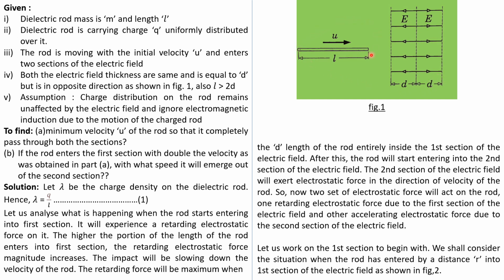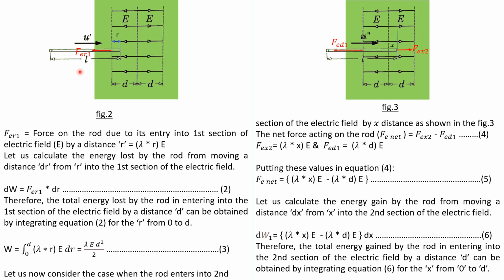Since it is carrying a charge Q on it, we can get the linear charge density lambda, that is equal to Q by L. Now let us consider the case when the rod has entered by a length r inside the first section of the field. The remaining part is out of the field. So on this r section, the total charge will be lambda into r.